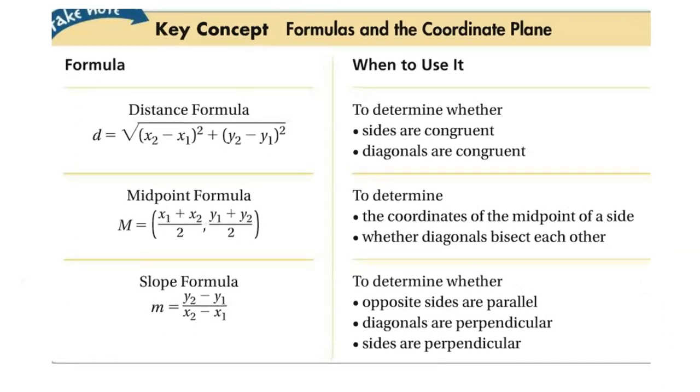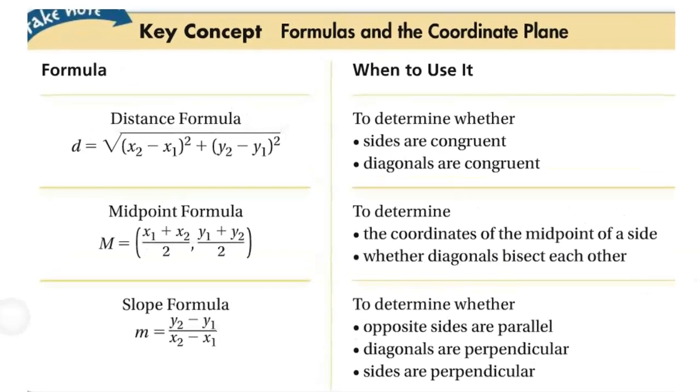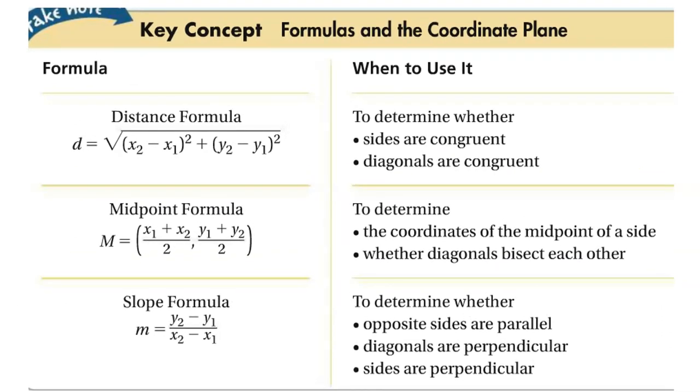The first thing that might help is looking at which formula you could use for certain things. When you look at the distance formula, the distance has to do with length. So for anything you are looking at, do I need the sides the same? Do I need the diagonals the same? What kind of thing are you doing? You're going to use that distance formula.